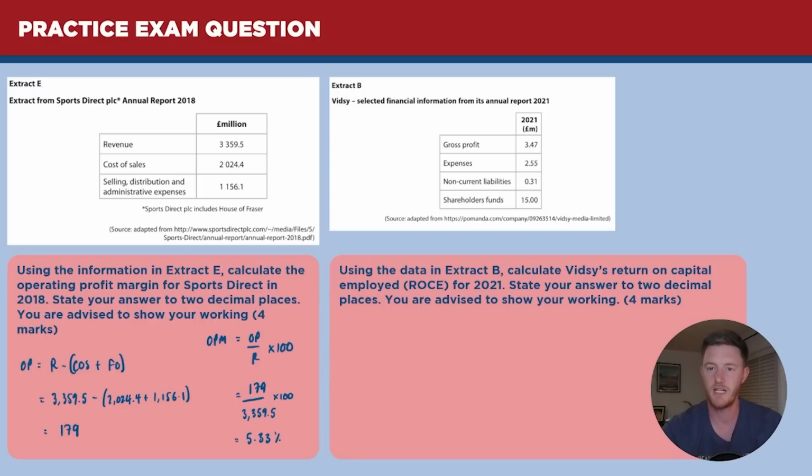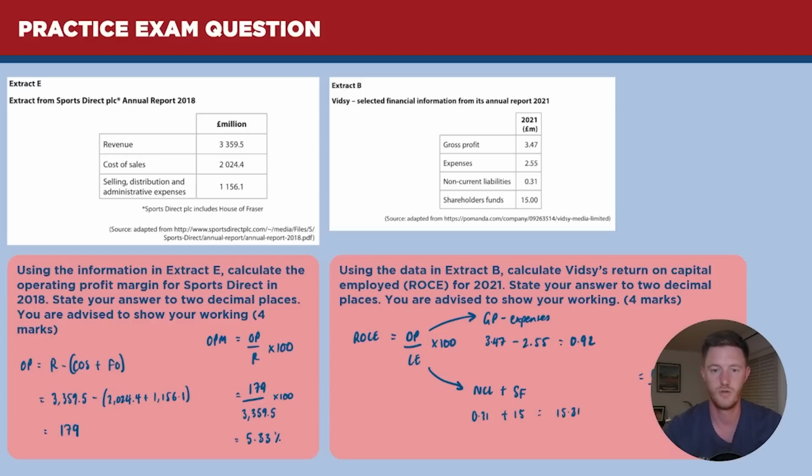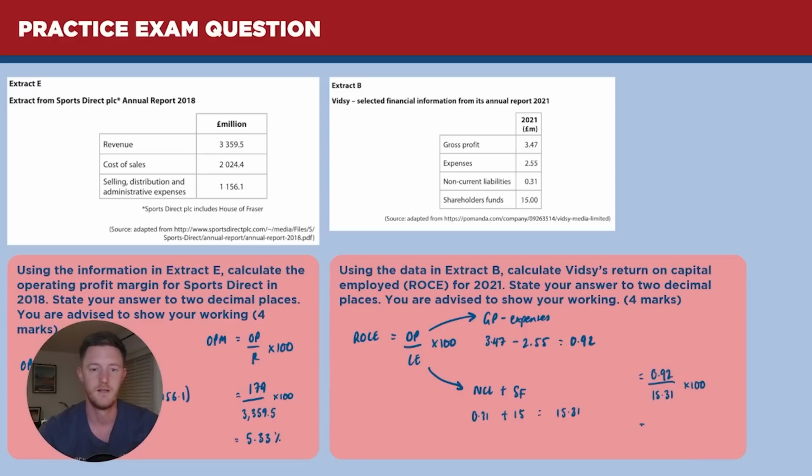For Vidsy's return on capital employed, we need to know our operating profit and our capital employed. Our operating profit is our gross profit minus our expenses, so 3.47 minus 2.55 is 0.92. And our current capital employed is non-current liabilities plus shareholder funds, so that's 15.31. So 0.92 over 15.31 times by 100 is 6.01% for our return on capital employed.